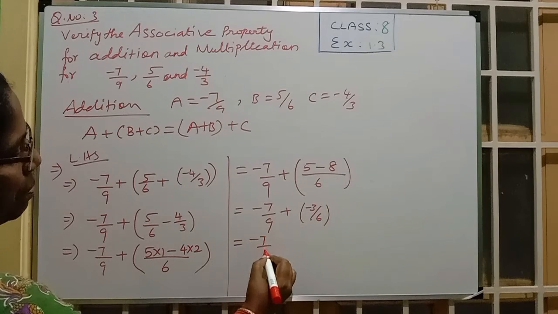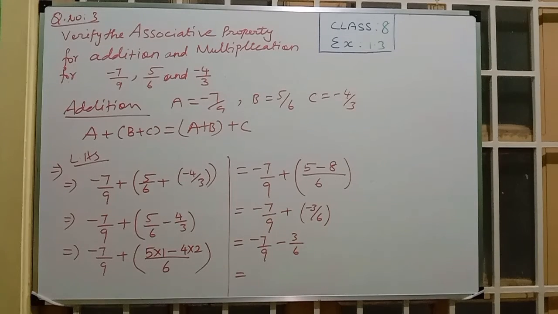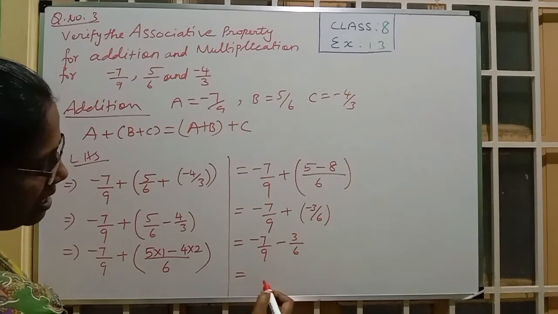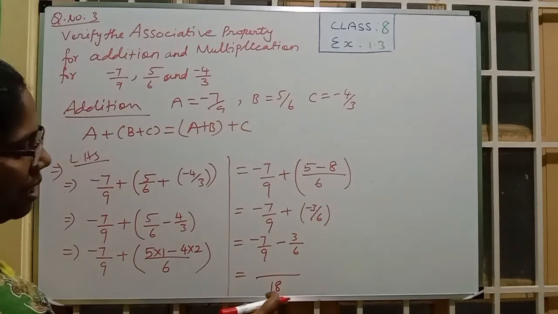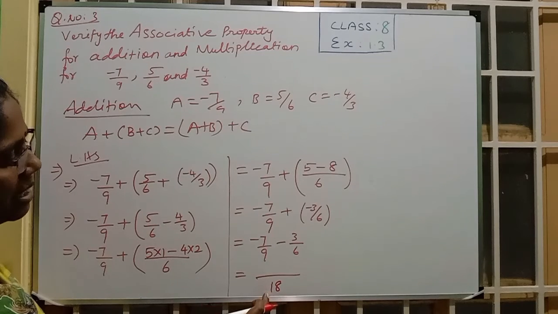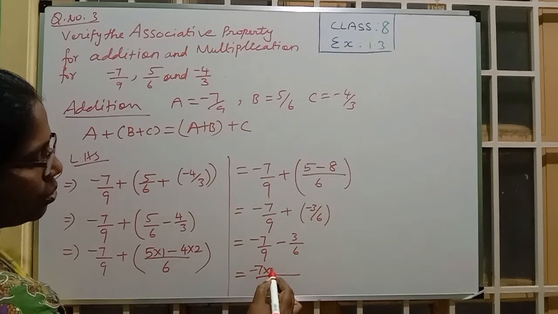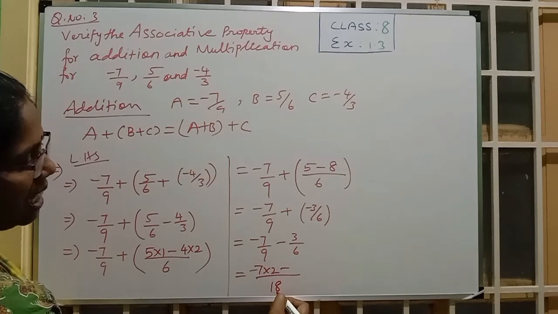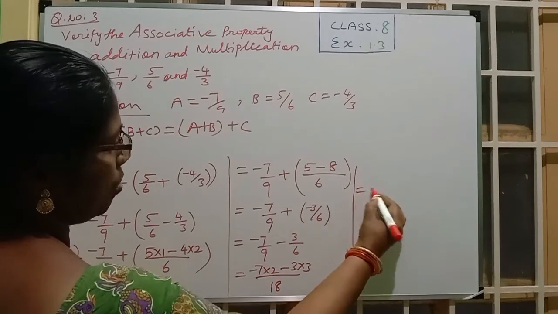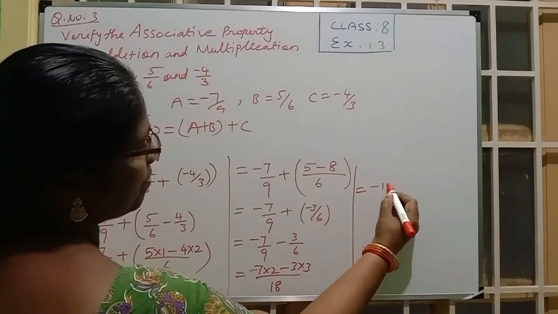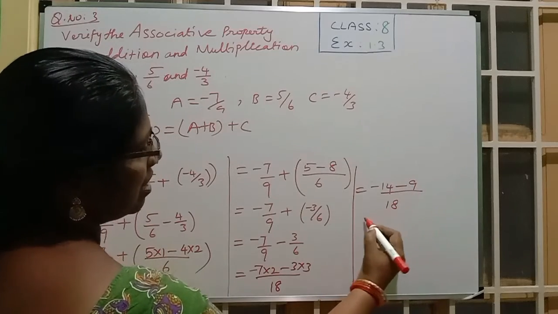Now minus 7 by 9 plus minus 3 by 6. Now we need to take the LCM. The LCM of 9 and 6 is 18, because 9th table 2 times, 6th table 3 times. So we consider the LCM is 18. 9th table 2 times is 7 into 2, so minus 7 into 2, minus 6th table 3 times, so 3 into 3. Now that is equal to minus 14 minus 3 3s are 9, divided by 18.